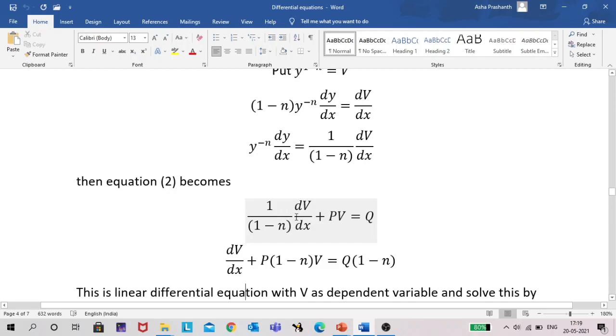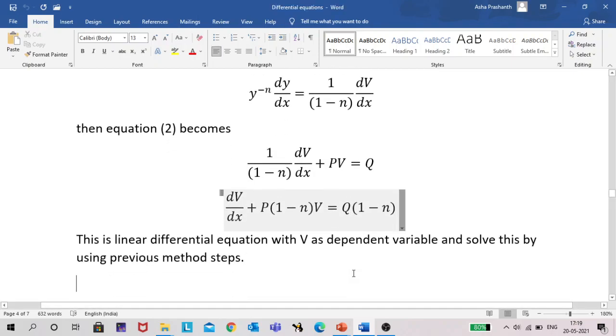So here also we don't have any coefficient for this, we have to remove this. So I'm dividing this equation by, or you can multiply the equation by, 1 minus n. After that we get dv by dx plus p of 1 minus n of v is equal to q of 1 minus n. This is the linear differential equation form and v is the dependent variable. Solve this by using the same method we used in the previous method.